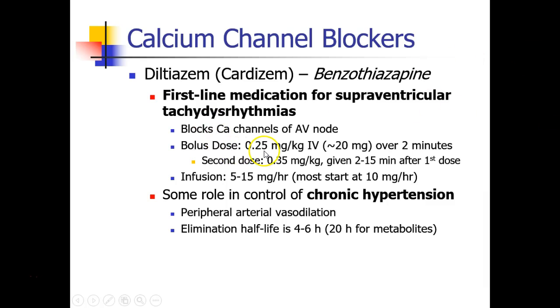Diltiazem is usually given as a 0.25 milligram per kilogram bolus, which is about 20 milligrams, and this should be a slow bolus given over about 2 minutes. If needed, a second dose can be given at a higher dose, 0.35 milligrams per kilogram, given anywhere between 2 and 15 minutes after the first dose. A diltiazem infusion can also be started anywhere between 5 and 15 milligrams per hour.